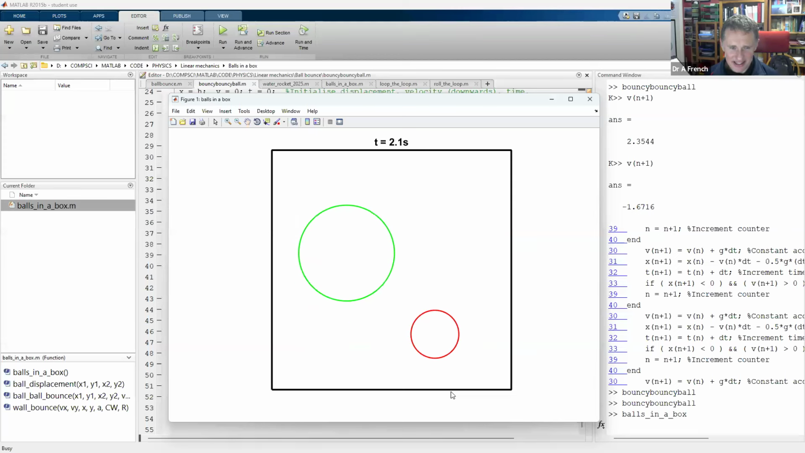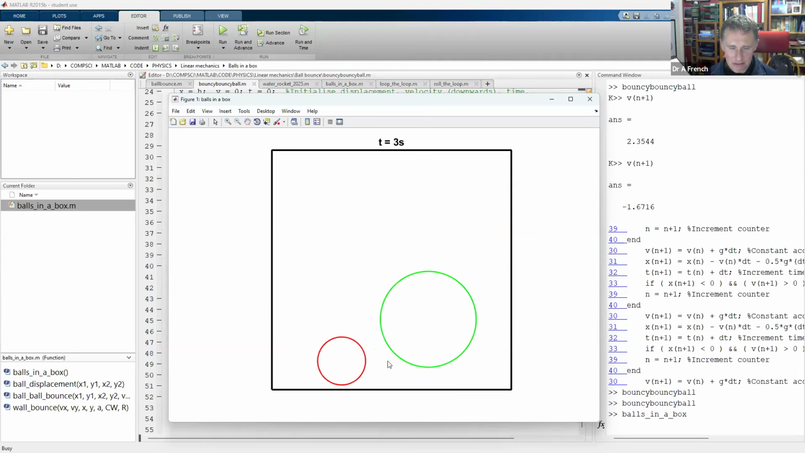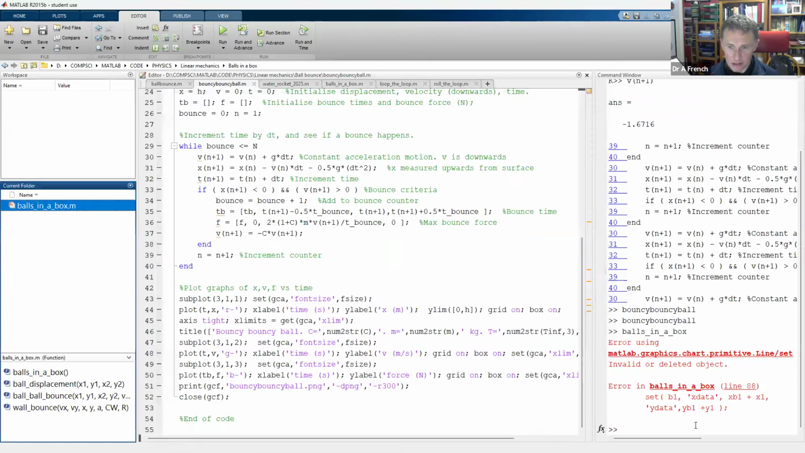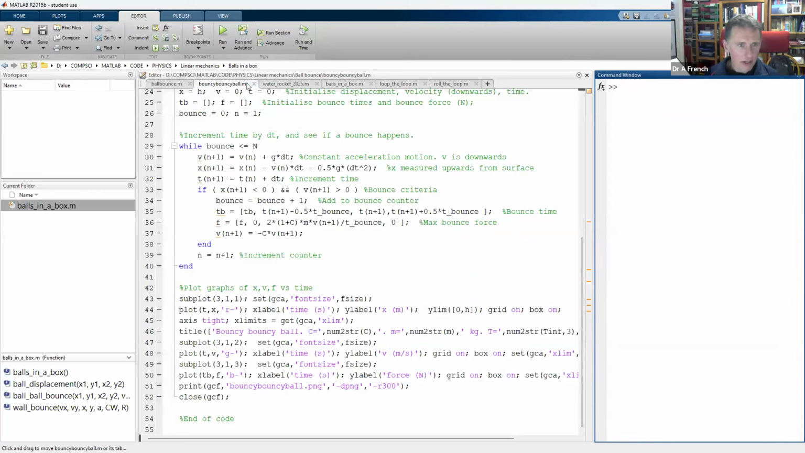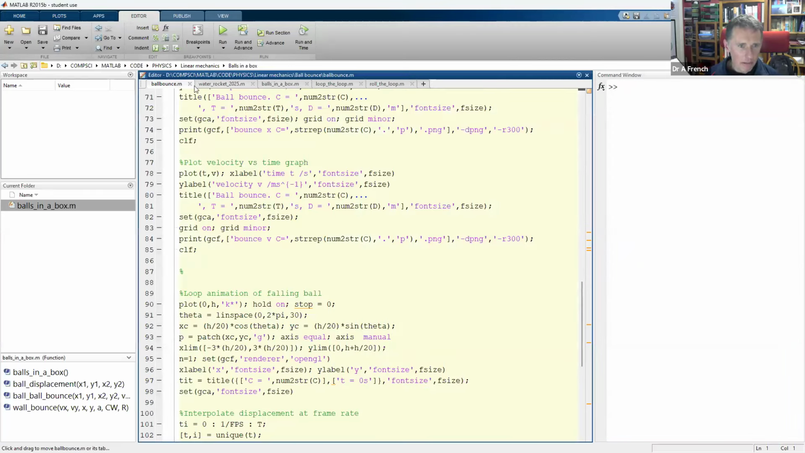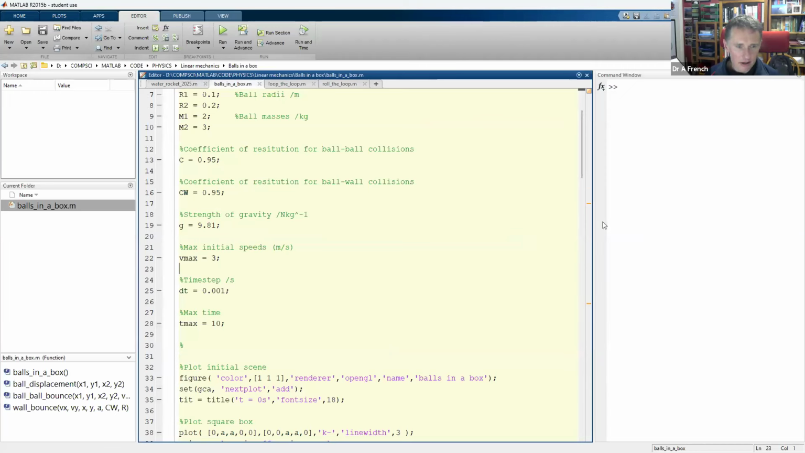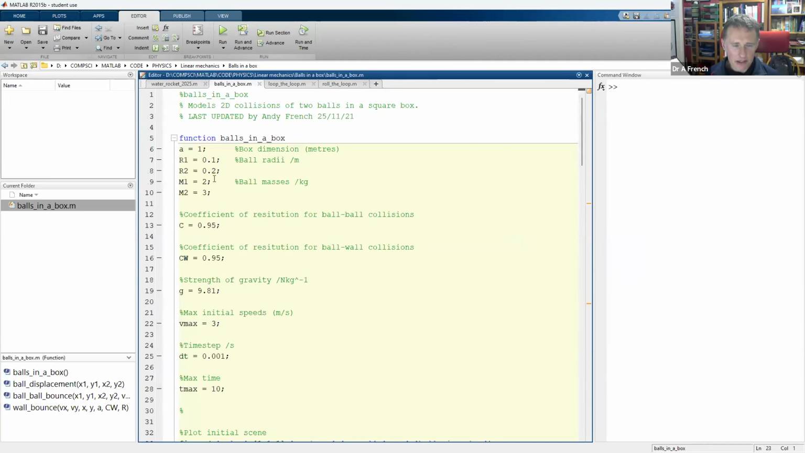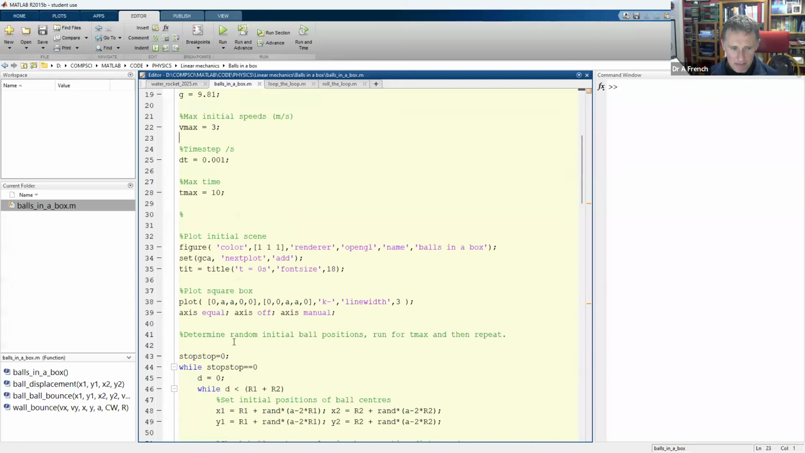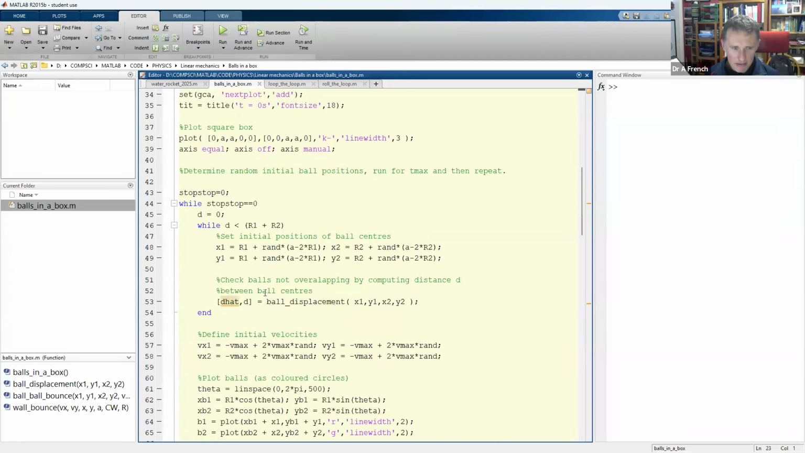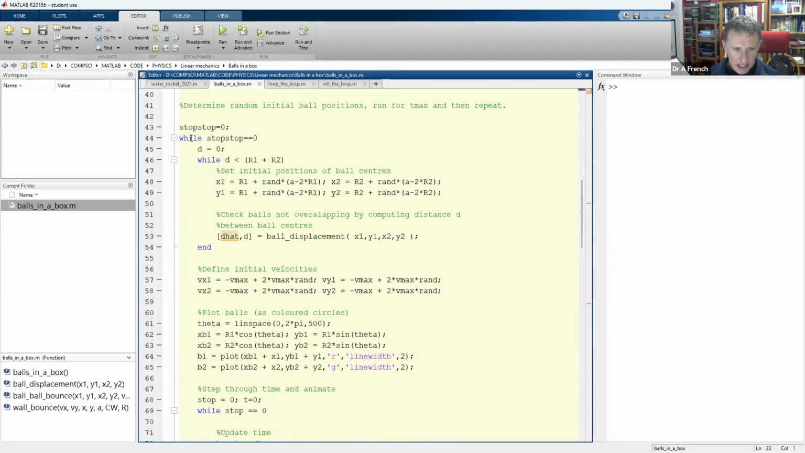So to code that up, you think, oh, that's complicated. That looks like every motion is really difficult. Well, actually, the code is really simple, and I'll just show you what's inside that. So if we go to balls in a box. All right. So these are my inputs. Those are my radii. So I've got a 2:3 ratio for ball masses. These are my coefficients of restitution, my initial speeds. And there's a bit of plotting stuff going on, but the action is this while loop here.